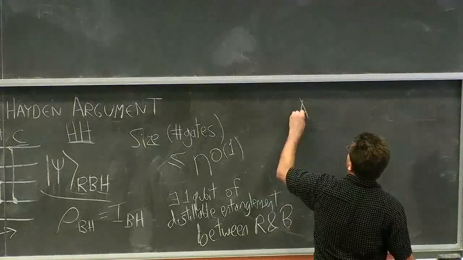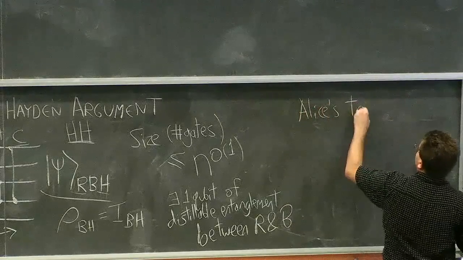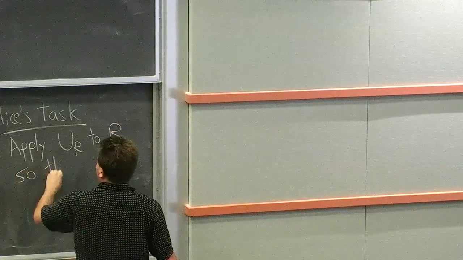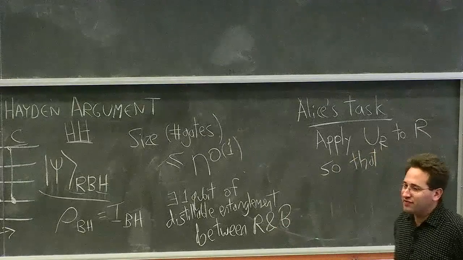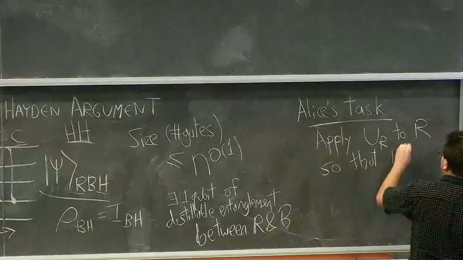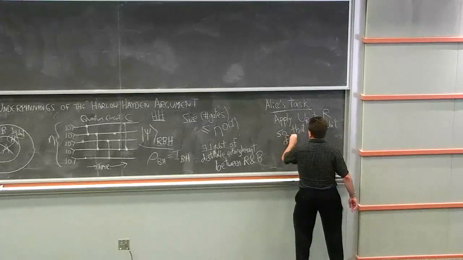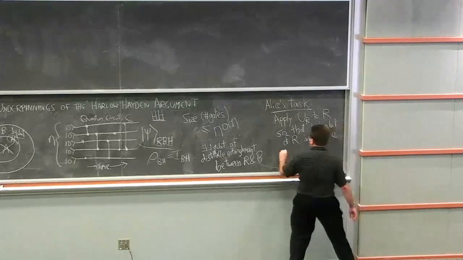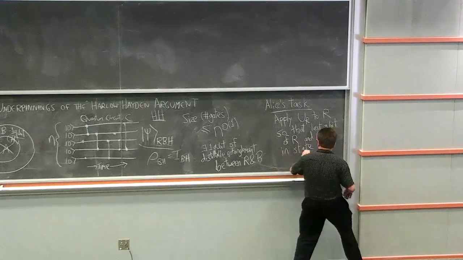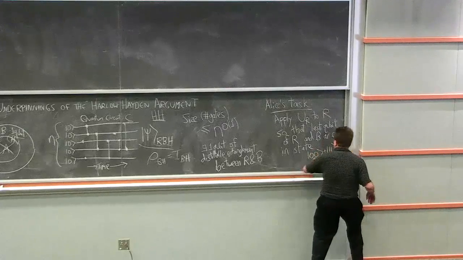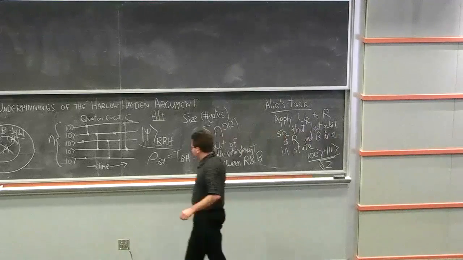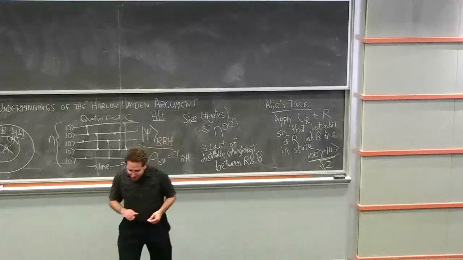Okay, and Alice's task is going to be to apply some unitary transformation, U sub R, to R, so that some particular qubit that she has control over, let's say the last qubit, forms a Bell pair with B. Okay, so that's Alice's task, and we're interested in whether it's easy or hard.